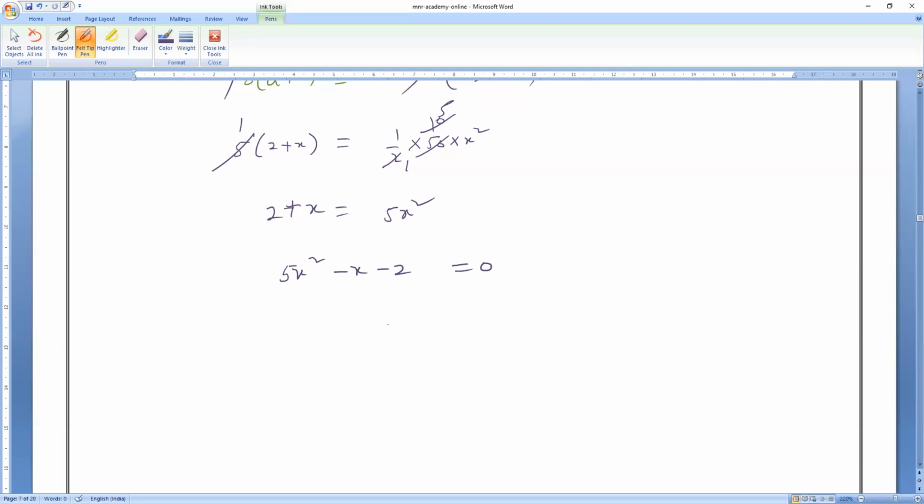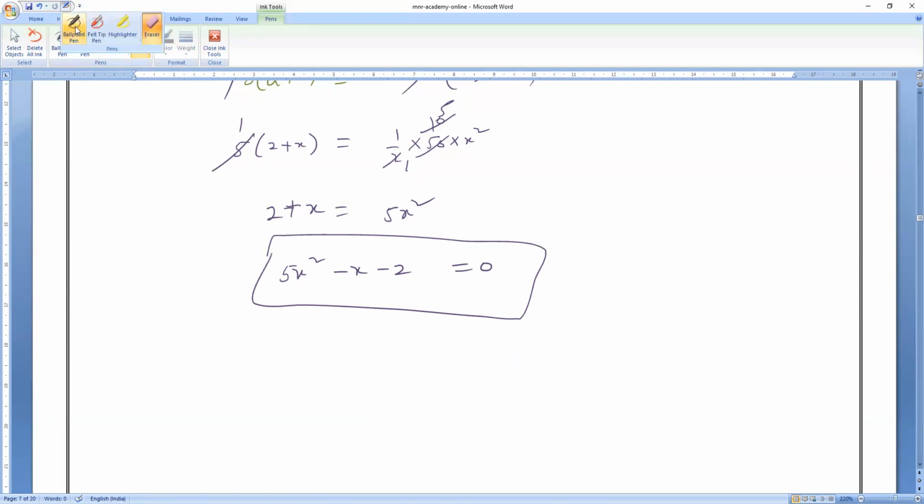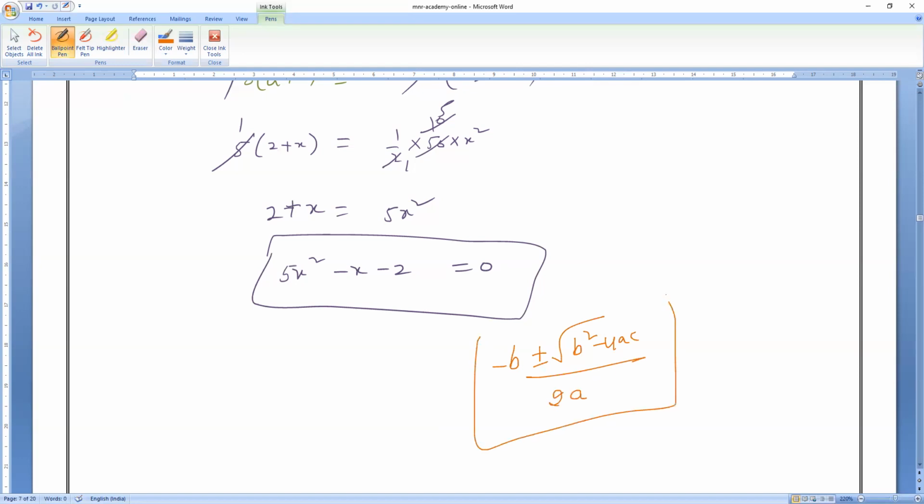We cannot factorize this, so we have to use the quadratic roots formula. Am I right? Yes, sir. So if you use the formula, plus or minus what? What is the formula? Minus b plus or minus root over b square minus 4ac, divided by 2a. So please use this formula.